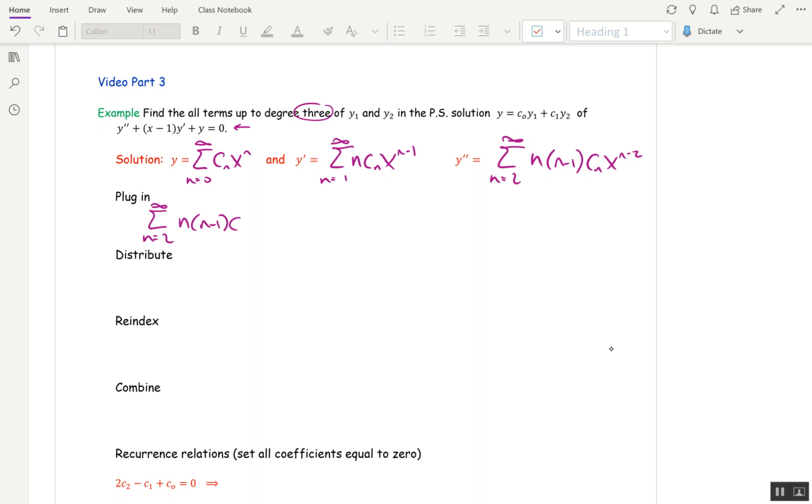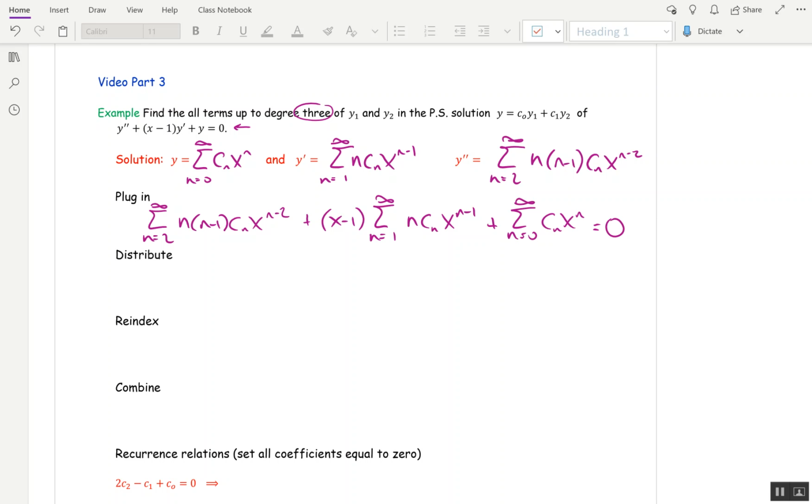We plug those values into our differential equation to get the sum n equals 2 to infinity of n(n minus 1) c_n x^(n-2), plus (x minus 1) times y prime, which is the sum n equals 1 to infinity of n c_n x^(n-1), and then plus y, which is the sum n equals 0 to infinity of c_n x^n, equals 0. Fortunately, you can slow this video down or speed it up. You're probably slowing it down at this point.